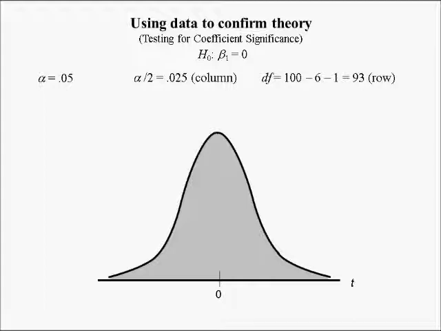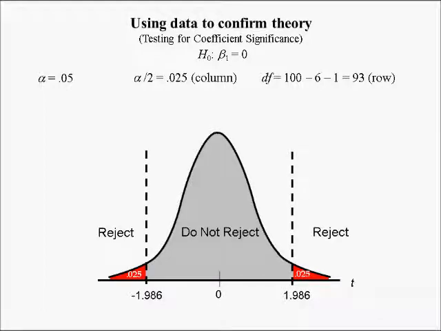Then we had 6 slopes, 1 intercept. Subtract 6 and 1 from 100, and you get the degrees of freedom for this test. That takes you to row 93 in the t-table. If you go to row 93 and column 0.025 in the t-table of a stats book, you will see 1.986 at the intersection of that row and column. Because this is a two-tailed test and we have symmetry, the other critical value is negative 1.986.